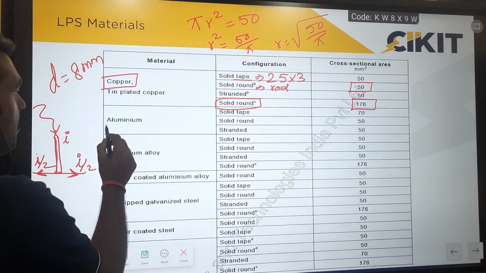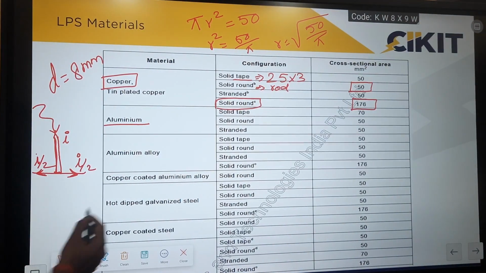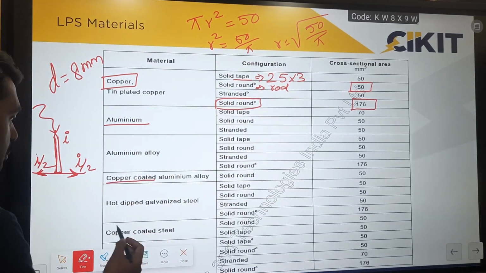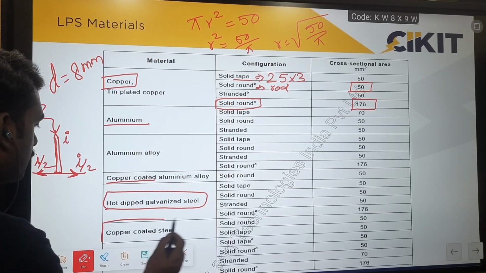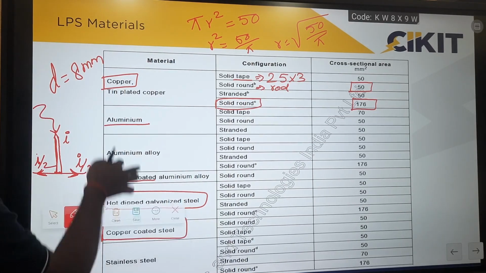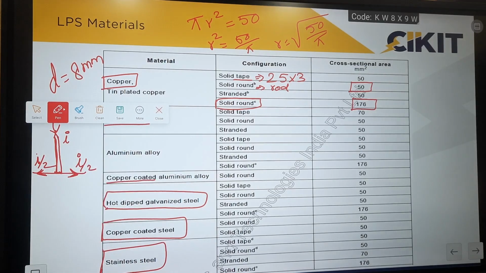And for aluminum also, the minimum cross-sectional area for this down conductor is 50 square mm. And copper coated steel, aluminum alloy can be used, hot dip galvanized steel can be used, copper coated steel can be used. So the standard does not stick to only one material. They have provided recommendations for different materials in different forms. So they have not recommended one material in one configuration alone. For each material they have provided different configurations, and for each configuration they have mentioned the minimum cross-sectional areas.